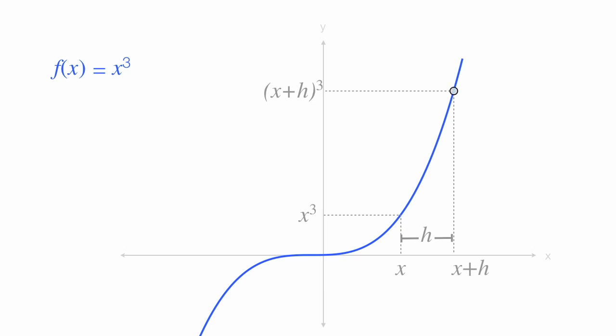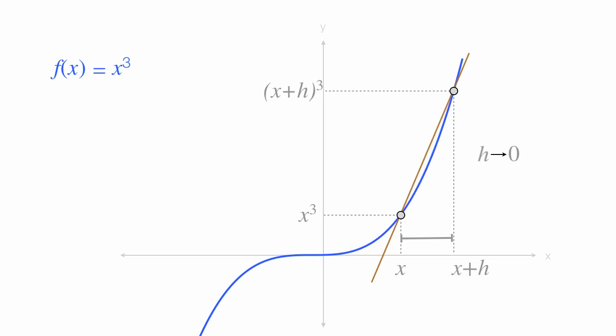If I want to calculate the slope between these 2 points of x cubed, I can estimate it using a straight line. But I get some error. So what I pretend to do is I let h get smaller and smaller. I let h approach 0.